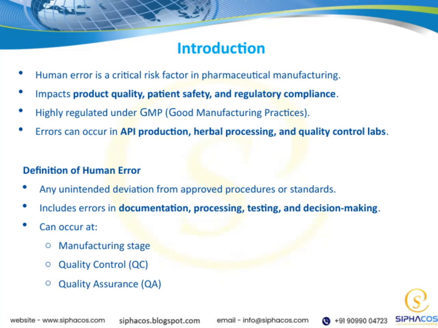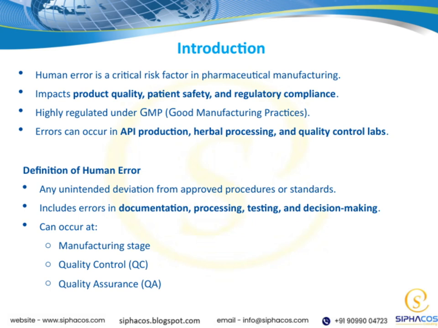Let's take a closer look at what we mean by human error. Essentially, it's any unintentional deviation from approved procedures or standards. It's important to understand that these errors can happen in many ways, whether it's in documentation, processing, testing, or even decision-making. You'll find that human errors can occur at various stages of the manufacturing process, including during the manufacturing itself, in quality control, or in quality assurance activities.